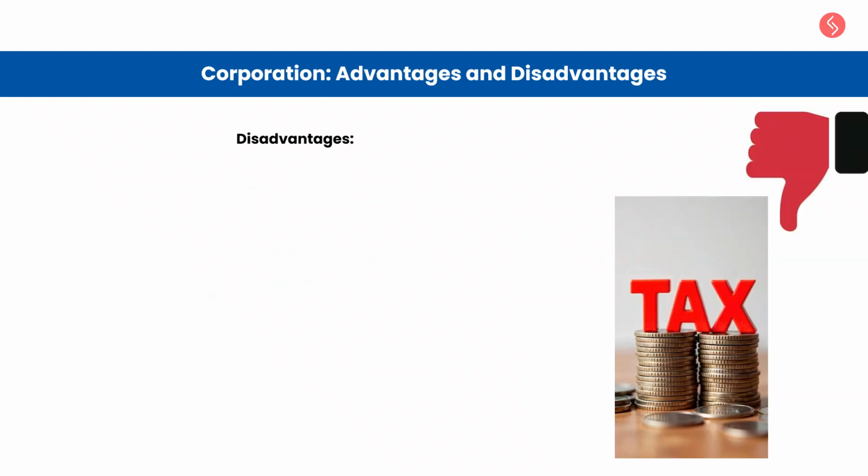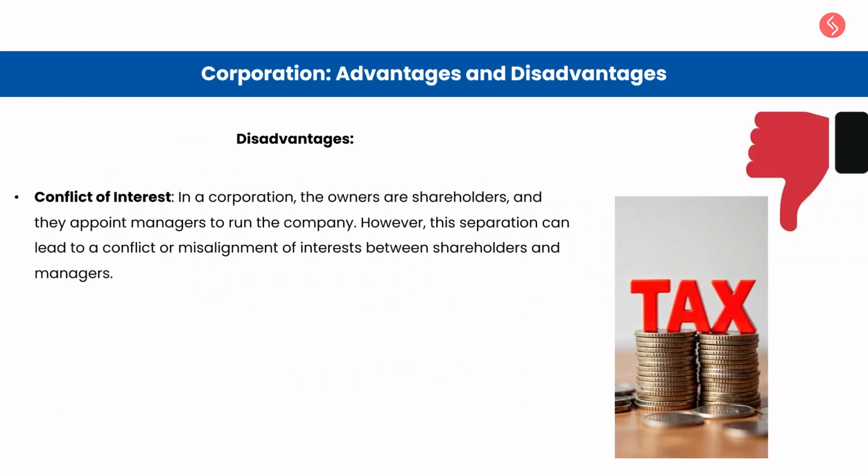The disadvantages of a corporation are conflict of interest. In a corporation, the owners are shareholders, and they appoint managers to run the company. However, this separation can lead to a conflict or misalignment of interests between shareholders and managers.